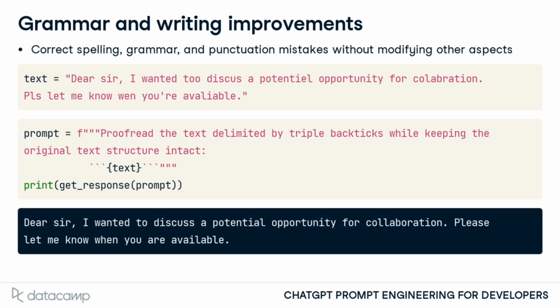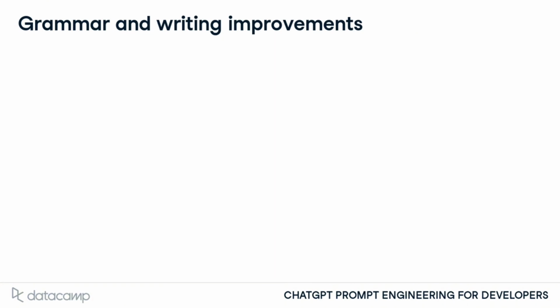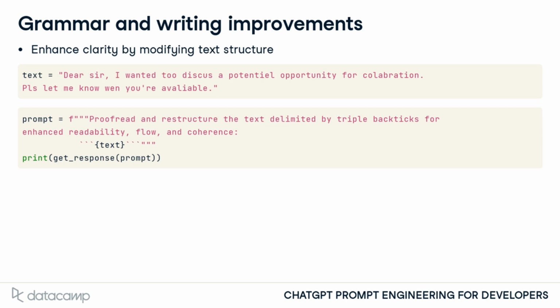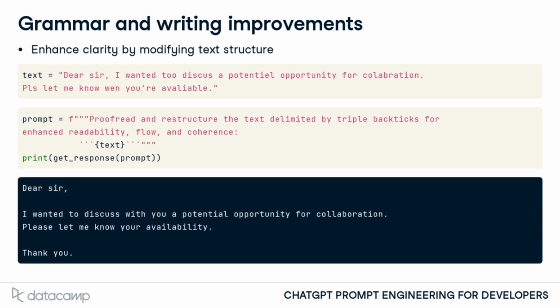However, if we want the model to enhance the clarity of our text by modifying its structure while retaining the same meaning, we should ask it to proofread and restructure the text for enhanced readability, flow, and coherence. In this case, using the same text with the spelling errors, we observe how the structure becomes more readable and well written.